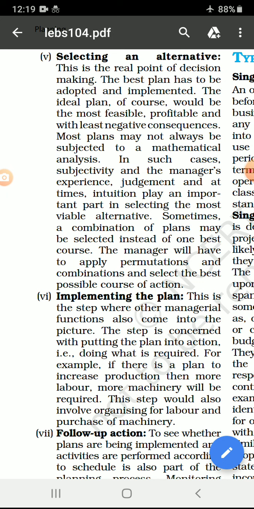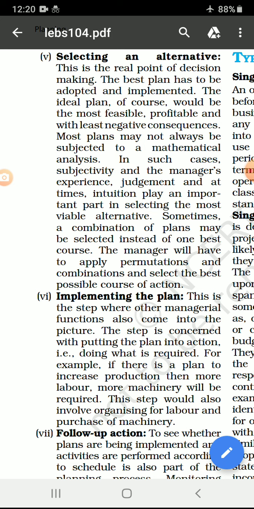Suppose in some circumstances the selected plan doesn't work out, then they will be in need of an alternative plan to implement. So this is the real point of decision making that is to be done by the managers. The manager will select an ideal plan on the basis of the most feasible one, that is the most useful one for the organization, and it should be in a profitable manner with least negative consequences. So after implementing the alternative plan, it should not give any negative consequences at all.